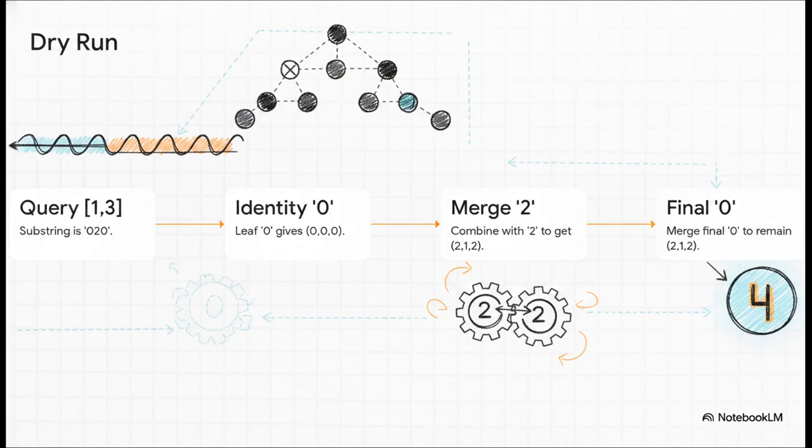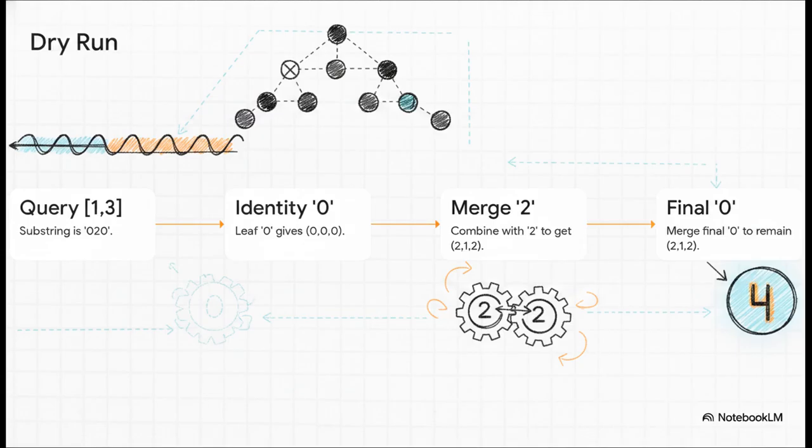In our segment tree, a 0-digit acts as this sort of invisible identity element. It contributes 0 value, 0 length, and 0 sum. So we merge the identity 0 with the digit 2, resulting in a value of 2, length of 1, and sum of 2. Merging that with a final 0 changes absolutely nothing. We're left with a final node value of 2, and an answer of 2 times the sum 2, which equals 4.